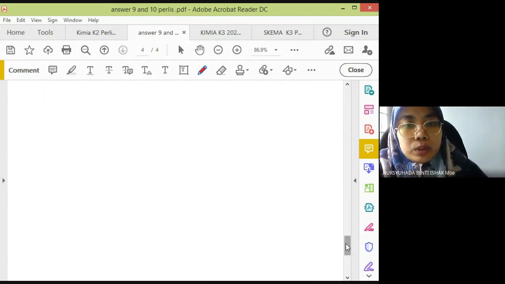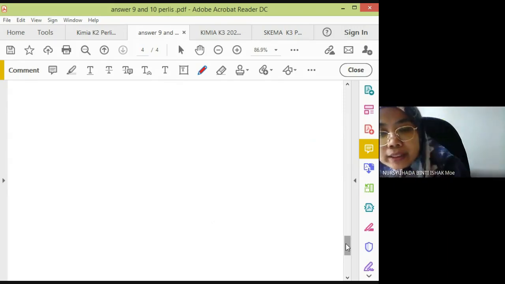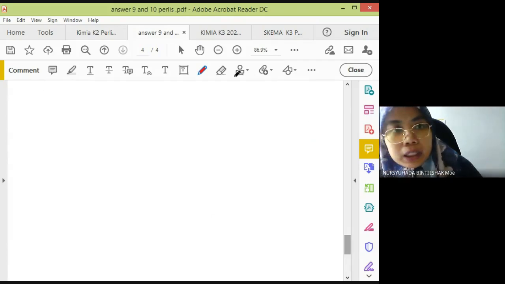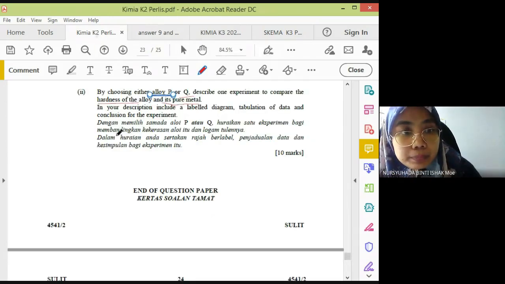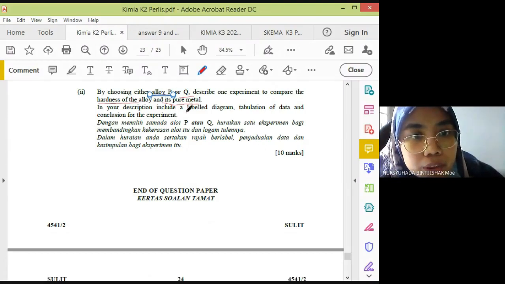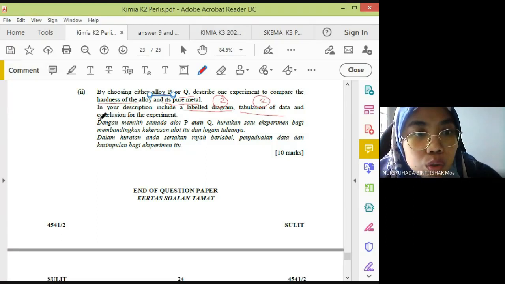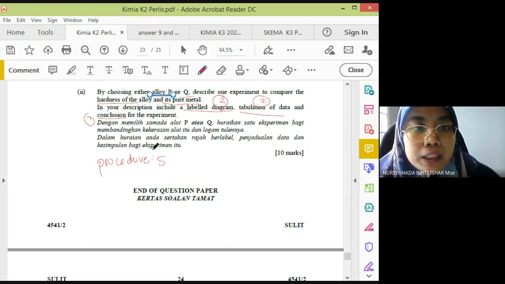Cikgu lukis kat bawah ni dulu. Okay, cikgu lukis kat sini. So, dekat sini dia minta kamu lukis. Betul tak? In your description mesti ada diagram. So, diagram 2 markah. Alright, tabulations of data 2 markah. And then, conclusion 1 markah. Jangan lupa procedure 5 markah. So 5, 6, 7, 8, 9, 10.